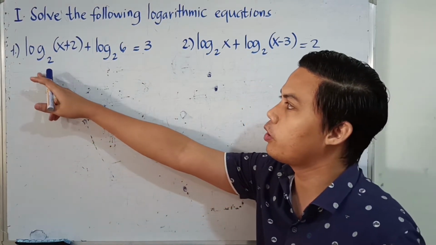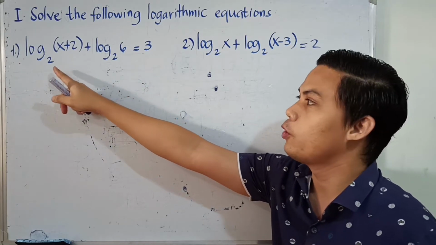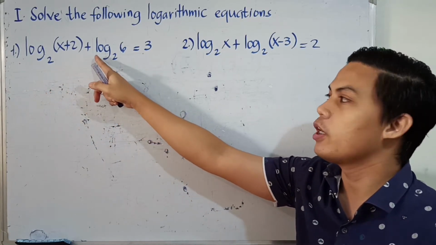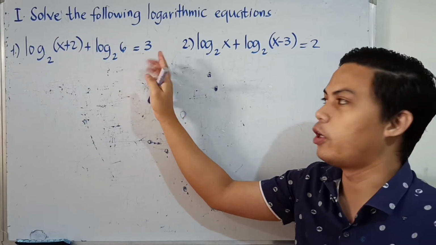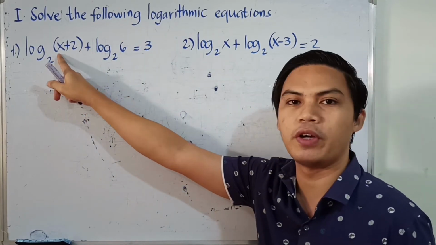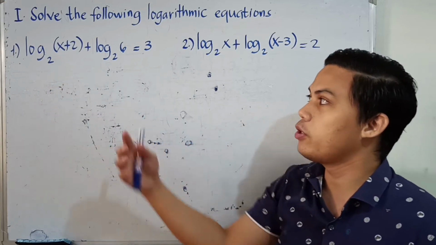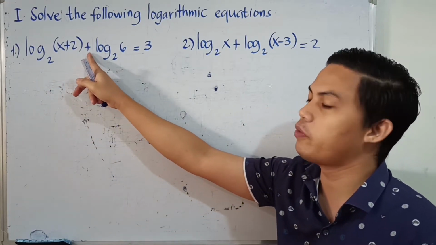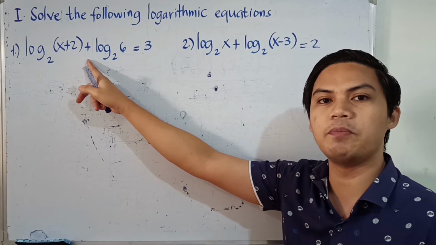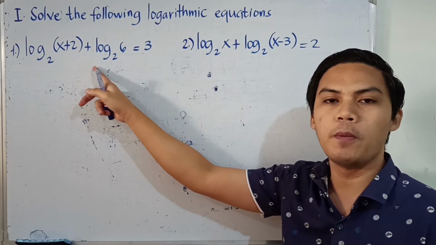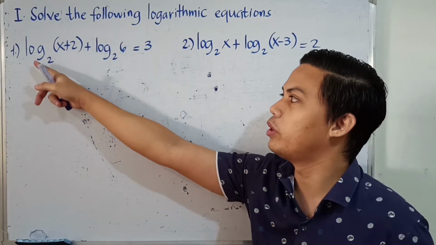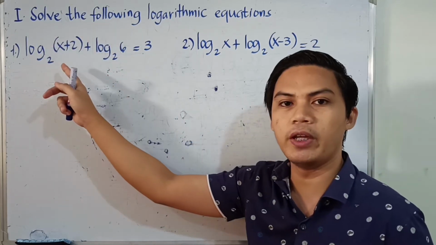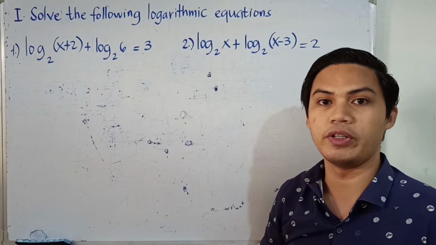Suppose we have the logarithm of x plus 2 to the base 2 plus the logarithm of 6 to the base 2 is equal to 3. So our main goal here is to solve for the value of x. As you can observe, we have an operation of addition. So this simply means that we're going to make use of the product rule. So we are going to condense this given to make it a single logarithm.